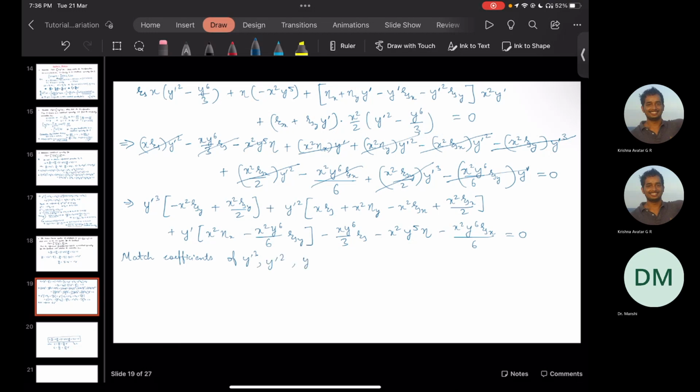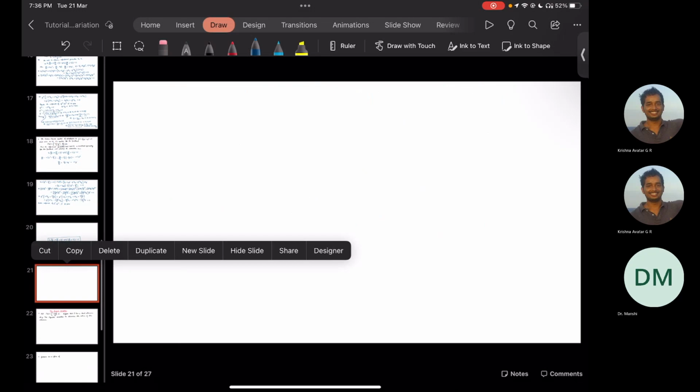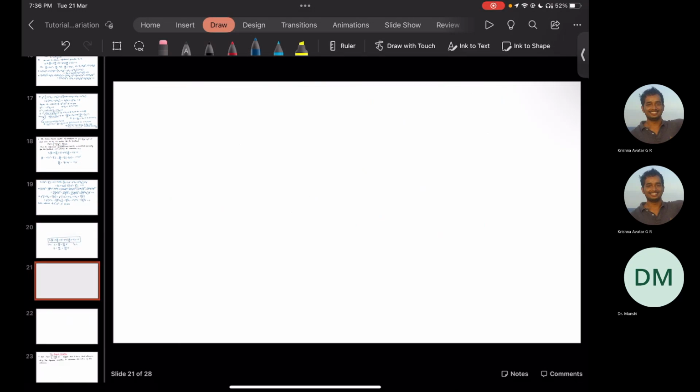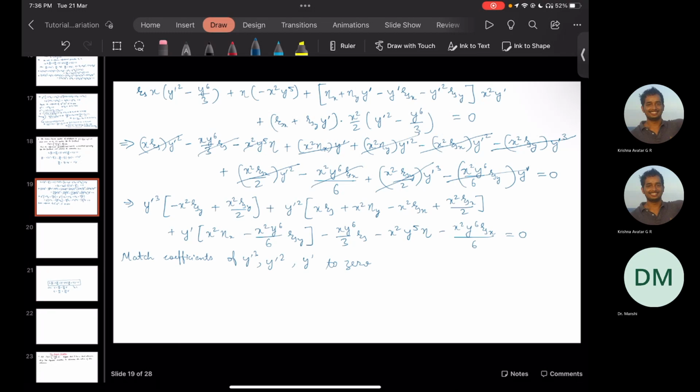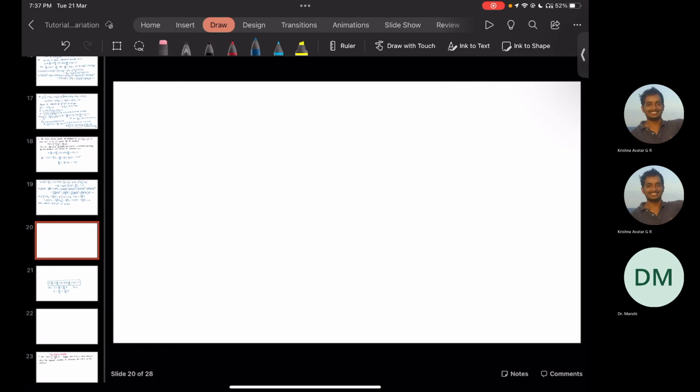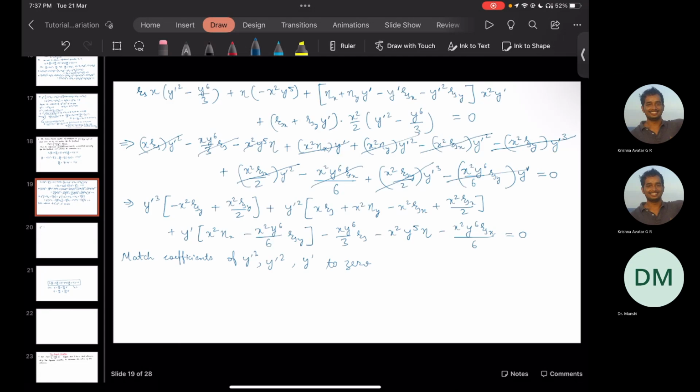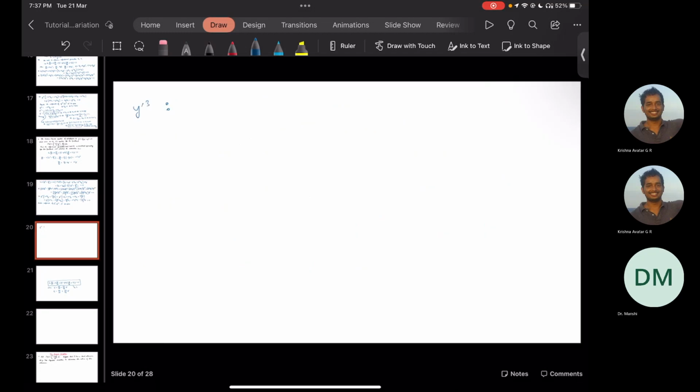Y prime squared, y prime to 0. I think we should do this in the next slide. So first of all, let's start with y prime cubed. When we take a look at this, clearly we have minus x squared xi y plus x squared by 2 xi y. So effectively we have minus x squared xi y by 2 is equal to 0, right?